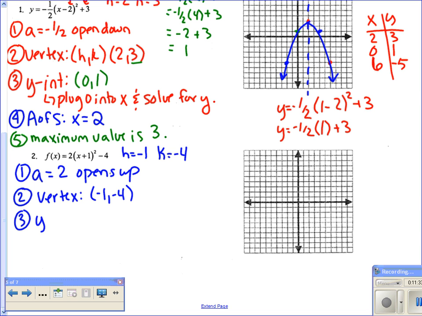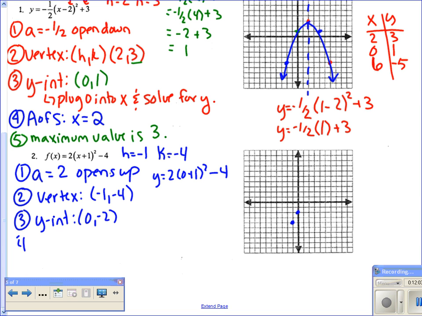So let's go ahead and do the y-intercept. When I plug 0 into my equation, I get y equals 2 times 0 plus 1 squared minus 4. So 1 squared is going to be 1, so 1 times 2 is 2, and 2 minus 4 is -2. So I have a y-intercept of 0, -2. So let's plot the vertex and the y-intercept. -1, 1, 2, 3, 4 is my vertex, and then I have 0 down 2.